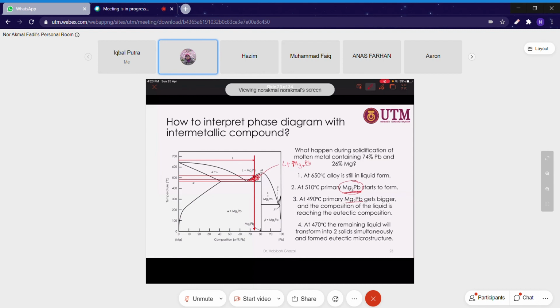At 470, the remaining liquid will transform. Only the liquid, whatever solid primary magnesium 2 plumbum has been formed does not transform into another new phase because it's already solid. So what happens at this point is the transformation of liquid into new phases. What phase? It is this phase. I'm sorry, not this phase.